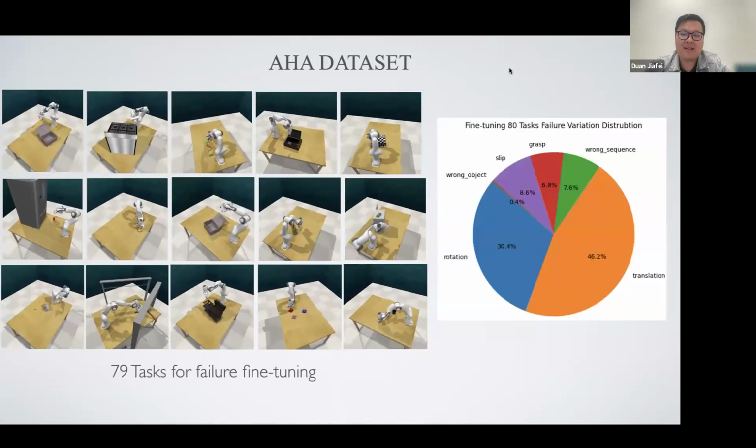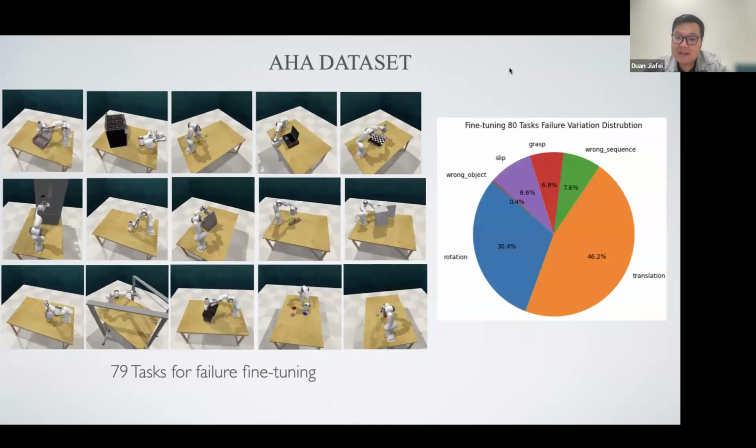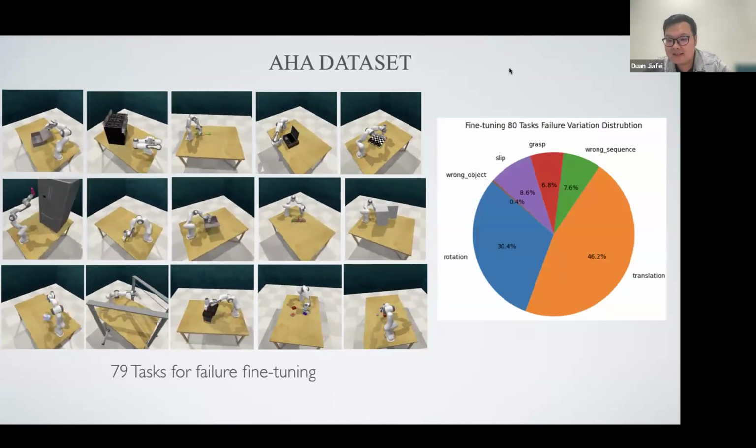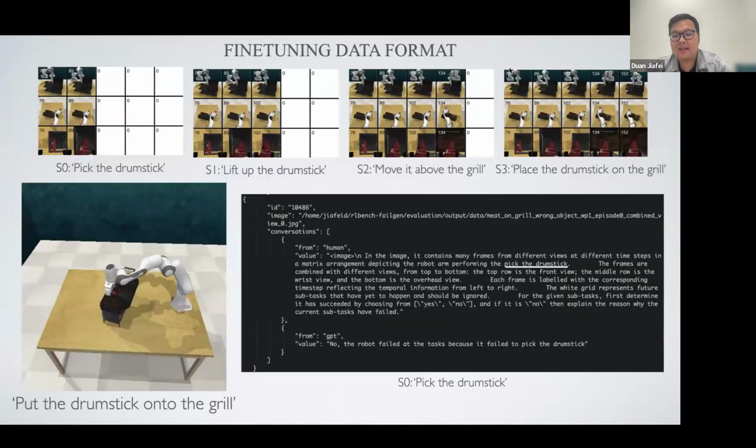With that, we propose the AHA fine-tuning dataset. It contains about 79 diverse tasks of failures, with a total of 7 different failure modes, and up to about 49K different image-text pairs of failure reasoning. This is how it looks. We basically concatenate the frames to incorporate the temporal relation. We also provide n number of multi-views for the models to take in.